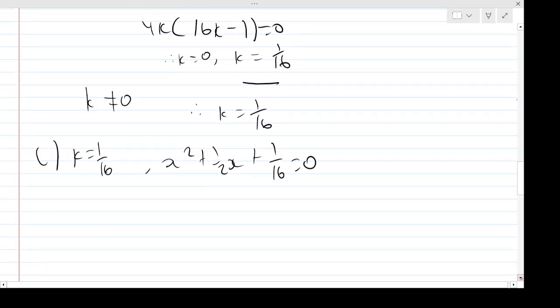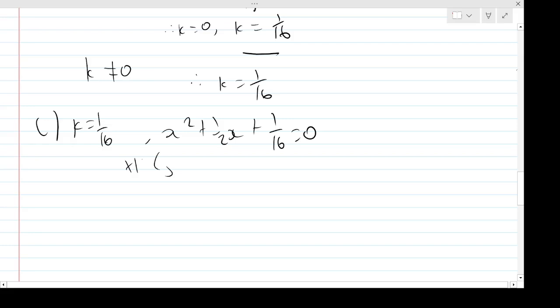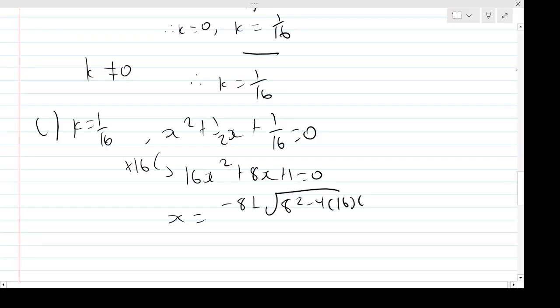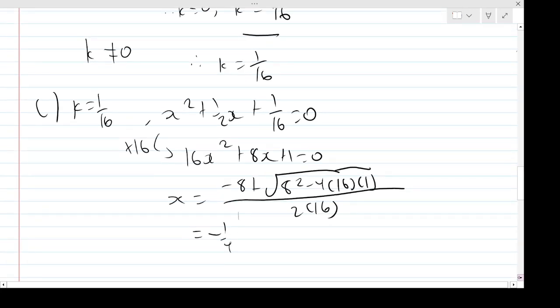Then I could actually times by 16 to make the quadratic nicer, and then I can solve it by the formula. So x is minus 8 plus or minus the square root of 8 squared, take away 4 lots of 16 lots of 1, over 2 lots of 16, and so x would be minus a quarter only. Okay, so that's my x value.